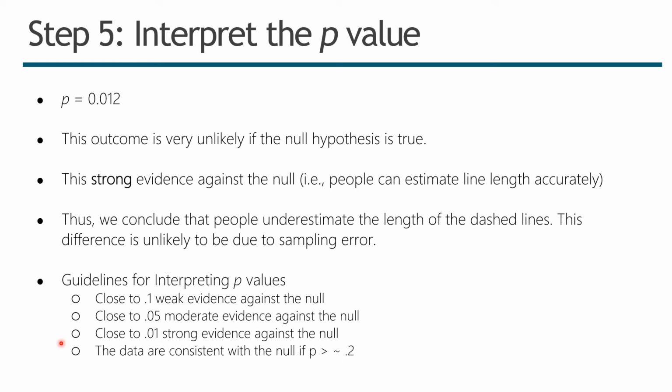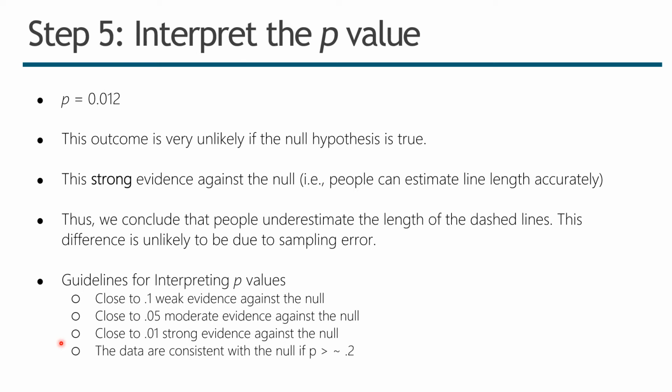And we have some guidelines here for interpreting p-values to get you started in thinking about this. The key to remember here is that our p-value really is a continuous value, and there's nothing magical about one particular cutoff value or another, just that lower values are stronger evidence against the null. So if you have a p-value of 0.1, we say that's pretty weak evidence against the null hypothesis. If it's 0.05, that's moderate evidence against the null. 0.01 is strong evidence against the null. And then finally, the data are consistent with the null if your p is around 0.2 or greater.